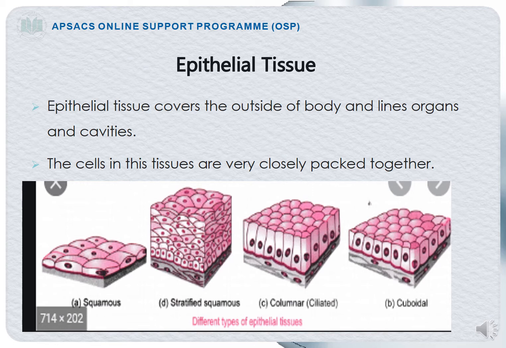The cells in these tissues are very closely packed together. The cells are very close to one another, as they serve the function of protection. There are some examples of the epithelial tissues. You can see this diagram. The first is the squamous tissue. This type of epithelial tissue consists of a single layer of cells, like you can see in the diagram as well. Second is the stratified squamous epithelial tissue.